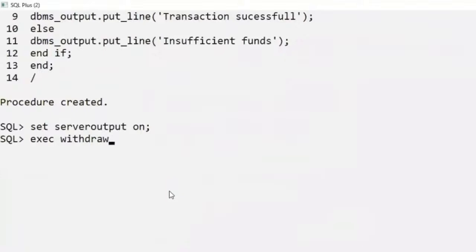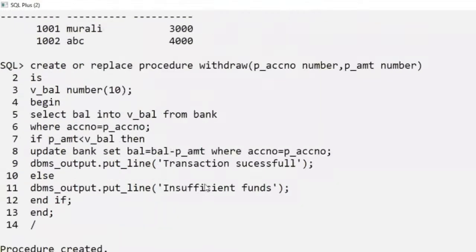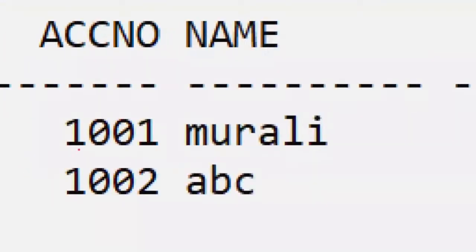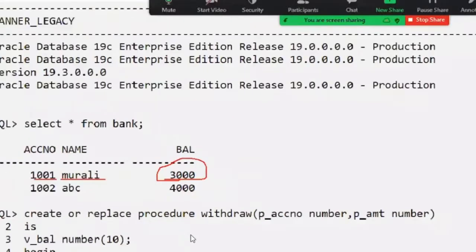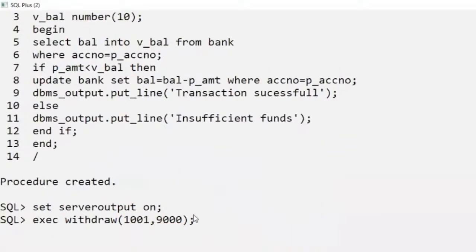My account number 1001, I'm passing it, comma, and I try to withdraw 9,000 rupees, for example. Observe my account number in this table, slowly observe it. 1001 is my account number, Murali is my name only. My balance is how much? 3,000. In my table, 3,000 is the current balance. Now, with account number 1001, I try to withdraw how much amount? 9,000.